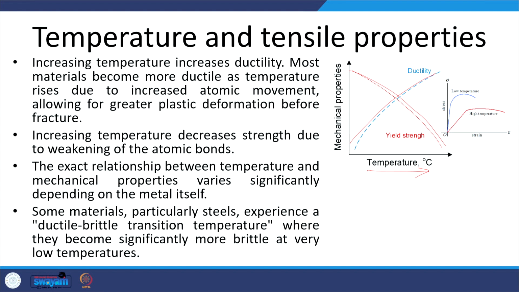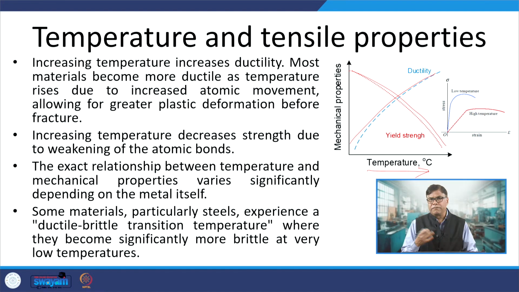So when a metal is subjected to an external load at low temperature, it shows higher stress. The stress-strain behavior is like this. The ultimate stress is high, and the yield strength will also be high. While when the same metal is heated to a high temperature, the strength comes down and the elongation, the strain observed at the time of fracture, is increased.